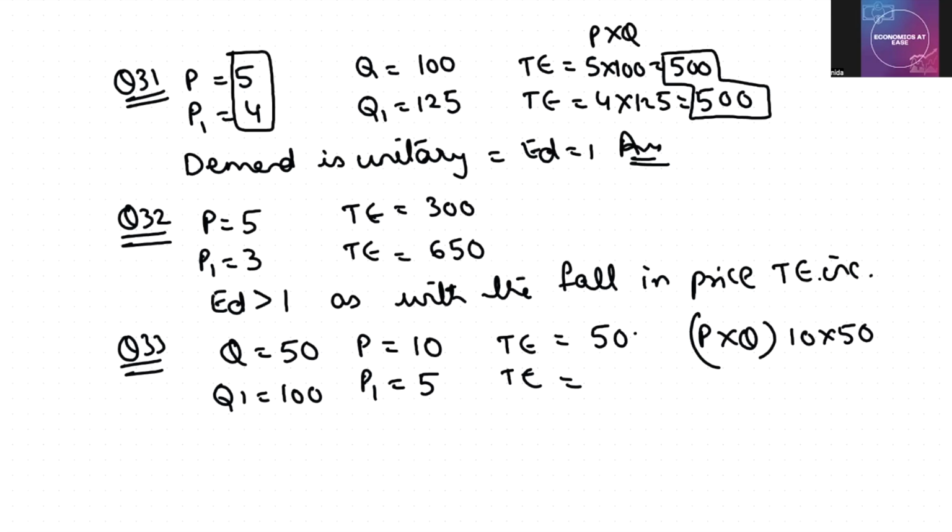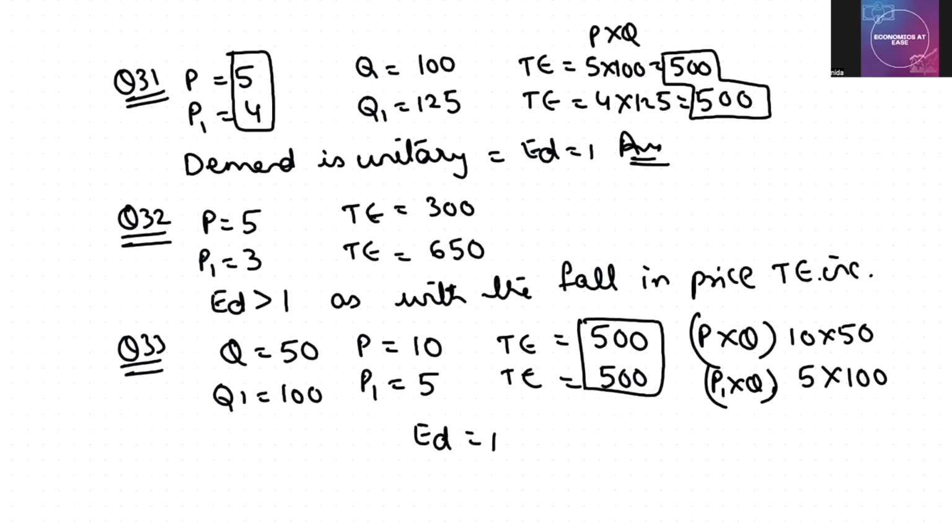एंड अगेन P into Q इसमें भी कर लेंगे हम, राइट? तो 5 into 100 यानी कि P1 into Q1. यहाँ पे P1 into Q1 समझ लेना, ठीक है? यहाँ पे this is again 500. So there is no change. Same thing, that is ED equals to 1. As there is no change in total expenditure. 33 till we have done, right? Now we are going to do 34. Take the screenshot, right?